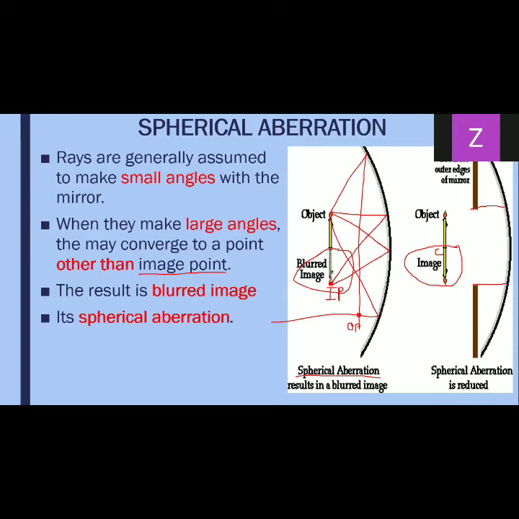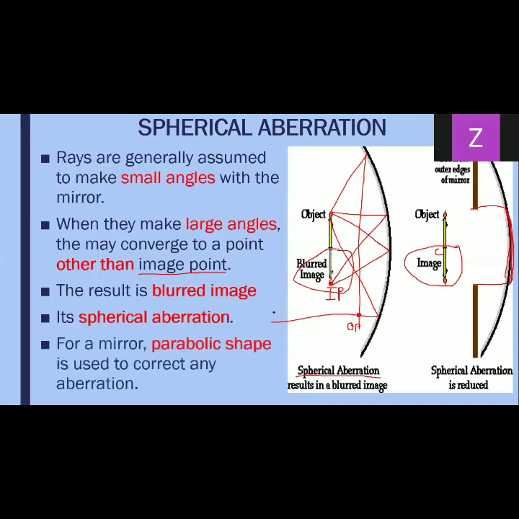And the shape we are getting is the shape which is used over here. So this is the shape which we are left with. The most common way of getting rid of aberration is to go for the parabolic shape. I hope you know the concept of parabola. Tell me, yes or no, do you know what a parabola is?